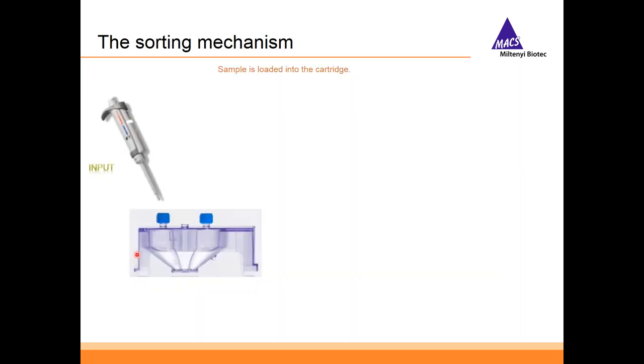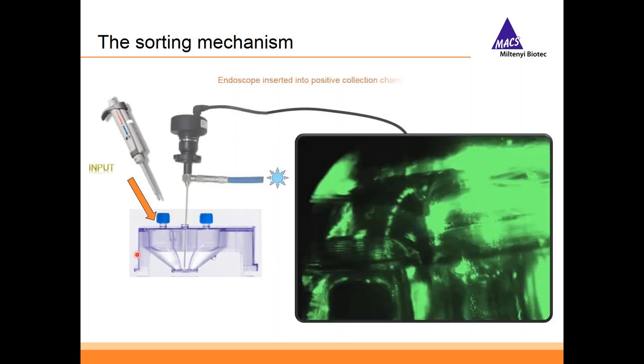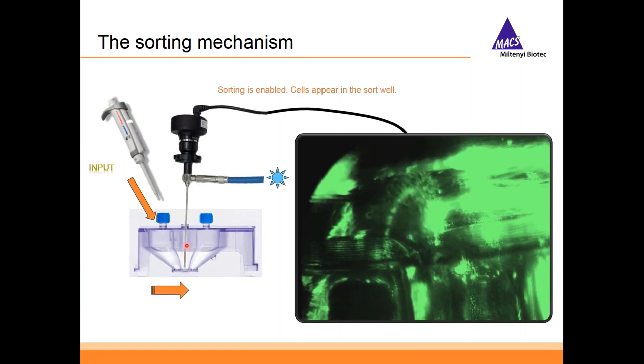So another video showing the gentle sorting principle in the cartridge is shown here. Cells are sorted and run through the microchip into the positive collection chamber, and then they're entering here, and you can see they're simply flowing into the positive collection chamber, a very gentle process. They're not coming very fast, hitting a surface or something like that. And you can also see in real time, it's a lot of cells which can be sorted via this microvalve technology here.